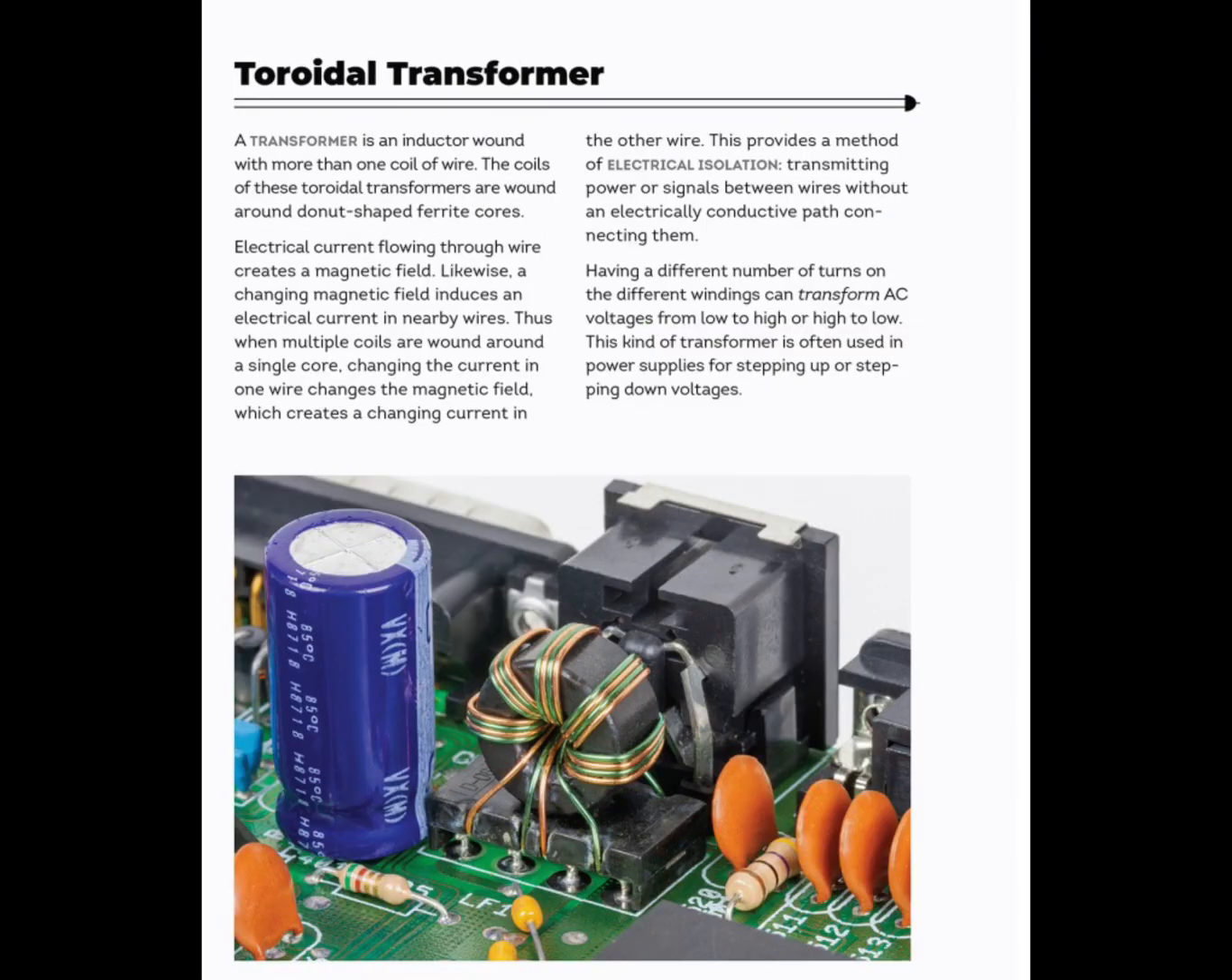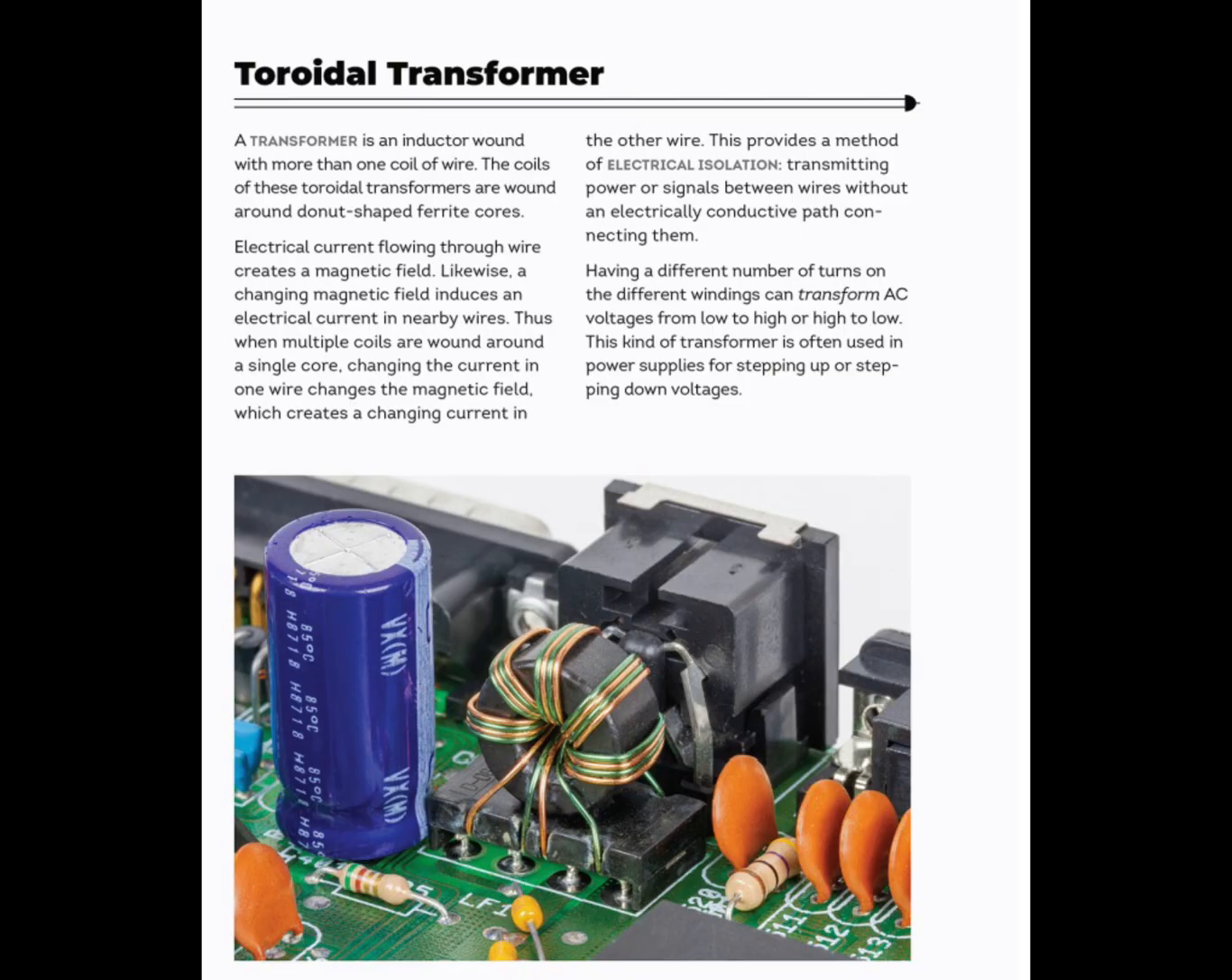A toroidal transformer. A toroidal transformer is a type of transformer with a circular or donut-shaped core, typically made of magnetic material. This design provides several advantages over traditional laminated transformers. The core is a continuous ring which minimizes magnetic flux leakage and improves efficiency. The wire windings are uniformly distributed around the core, providing a more balanced magnetic field. The toroidal shape allows for a smaller footprint compared to traditional transformers with similar power ratings.